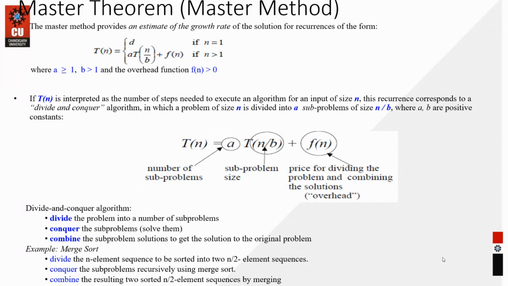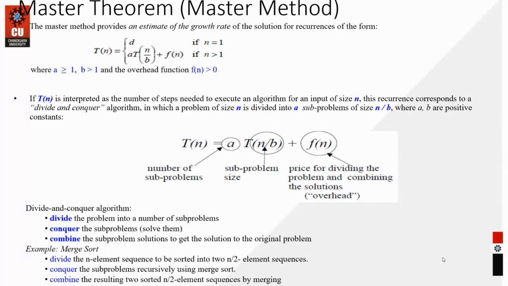The master method provides an estimate of the growth rate of the solution for a recurrence of the form T(n) equals d if n equals 1, and aT(n/b) plus f(n) if n greater than 1. So these are the two conditions you need to put. So T(n) equals d, and aT(n/b) plus f(n). N equals 1 and n greater than 1, where a greater than or equal to 1 and b greater than 1, and the overhead function is f(n) greater than 0.